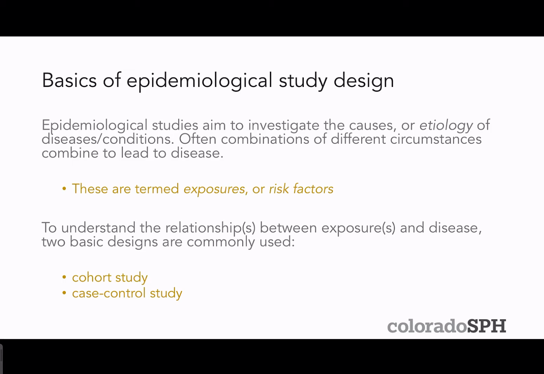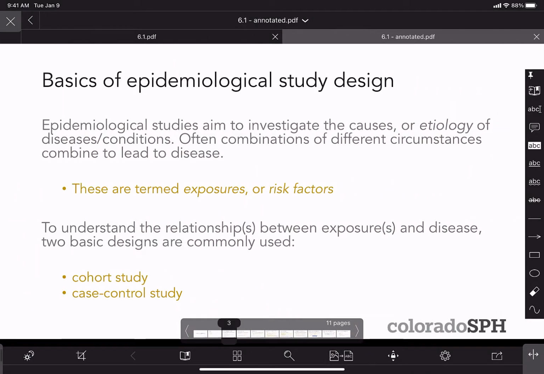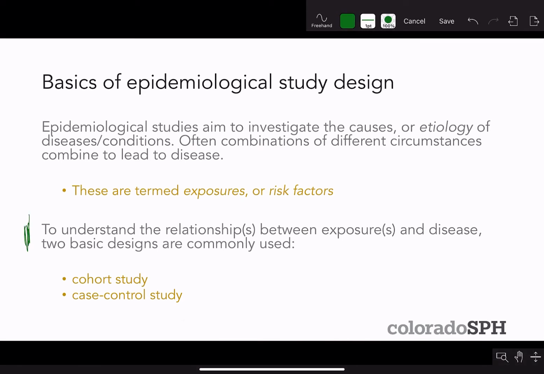So there are a couple different types of epidemiological studies. In general, epi studies aim to investigate the causes or etiology of diseases and conditions, where often different combinations of circumstances combine to lead to a disease. These circumstances are called exposures or risk factors. The main study designs used to understand the relationships between exposures and disease are cohort studies and case control studies.